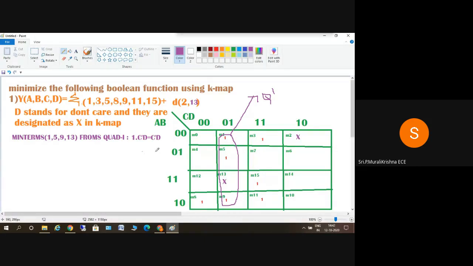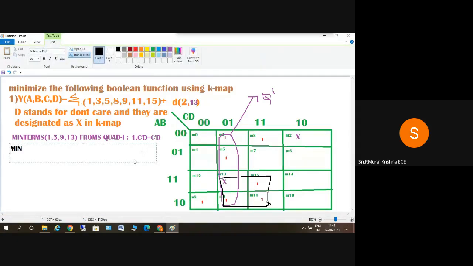Okay, coming to the second one, we have to check for other minterms which form a quad here. Is there a quad possibility? We have another quad possible here. You can check what the other quad is. This is the second quad possible here: 13, 15, 9 and 11. So the minterms 9, 11, 13, 15 form quad 2.